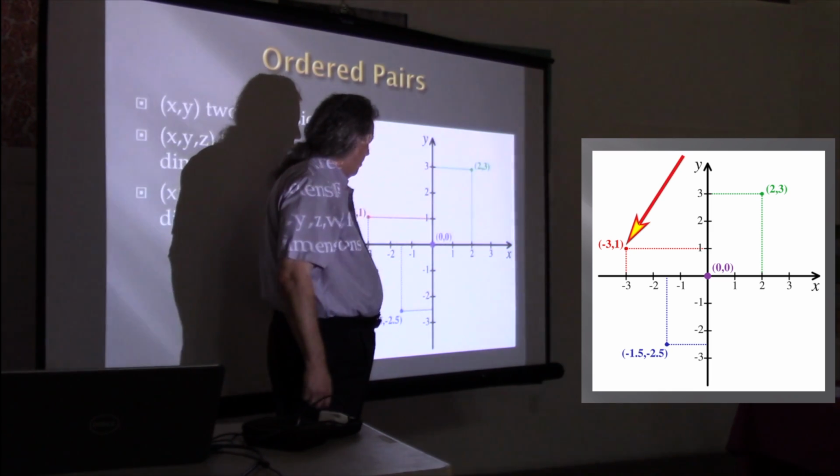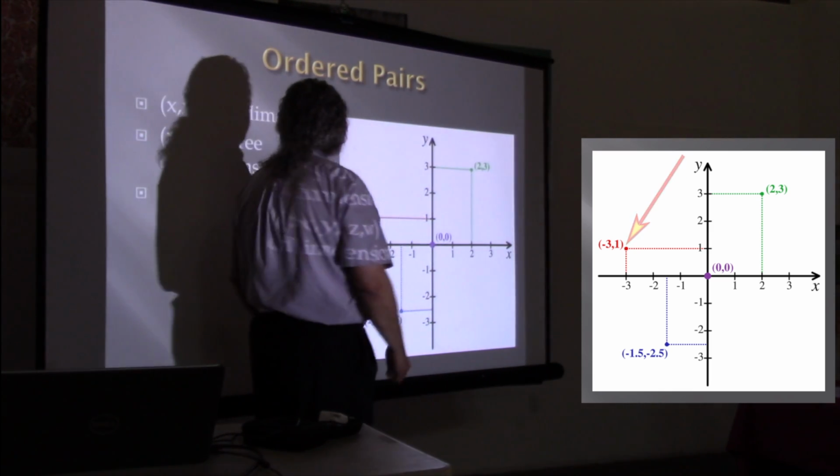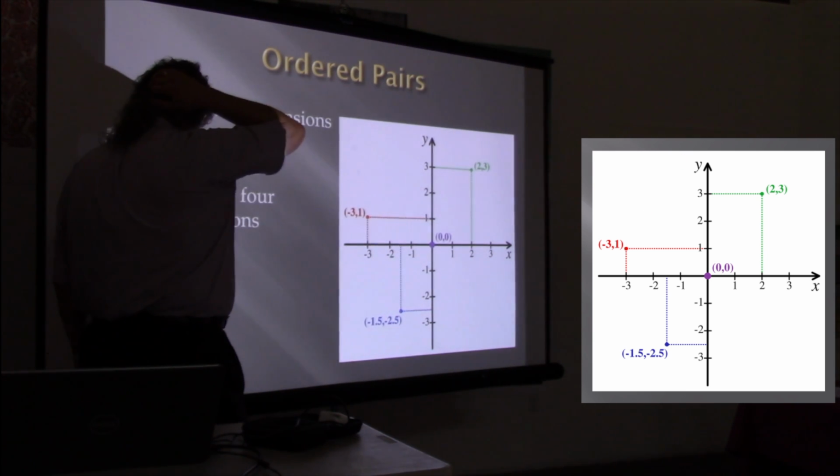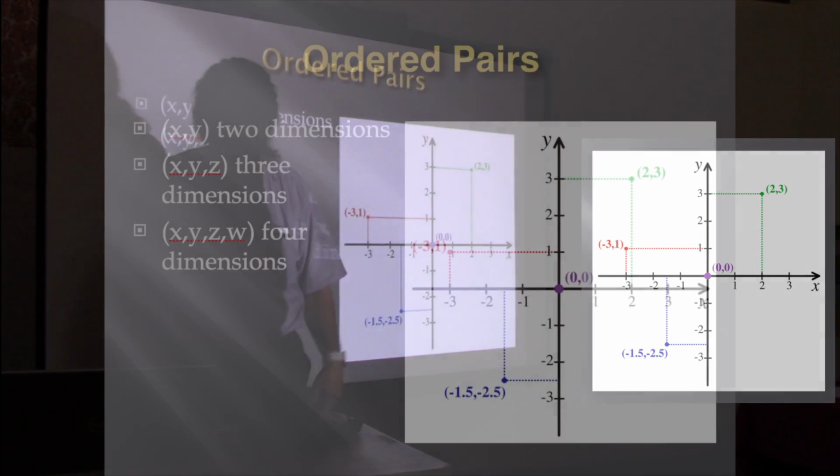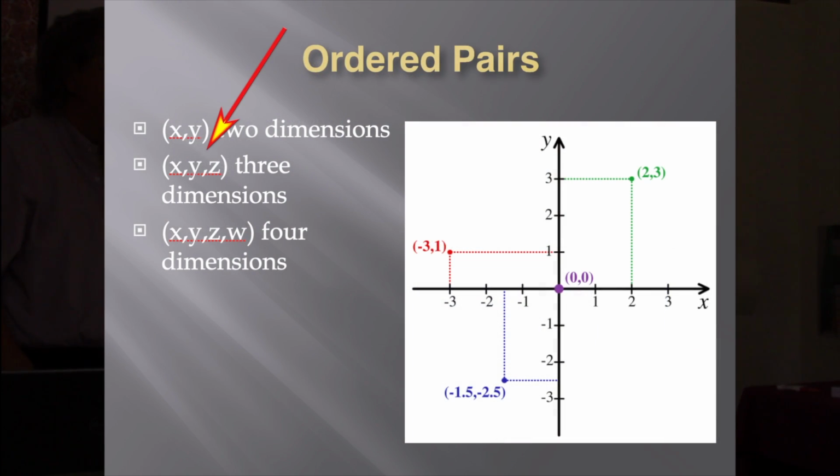So an ordinate pair, an ordered pair, will tell us where these points are. You can also do it in the third dimension, but you need three ideas to do that.